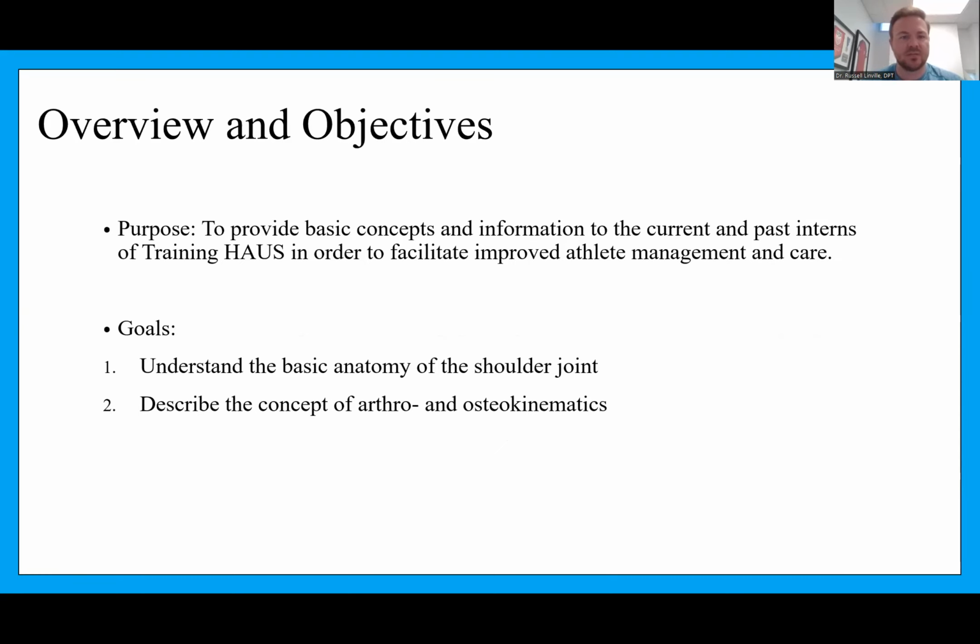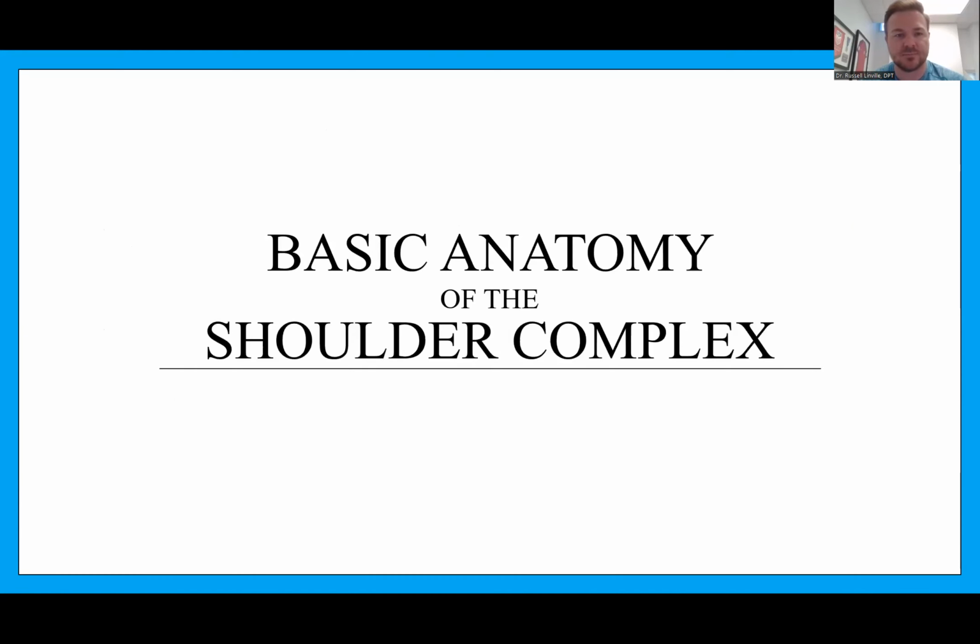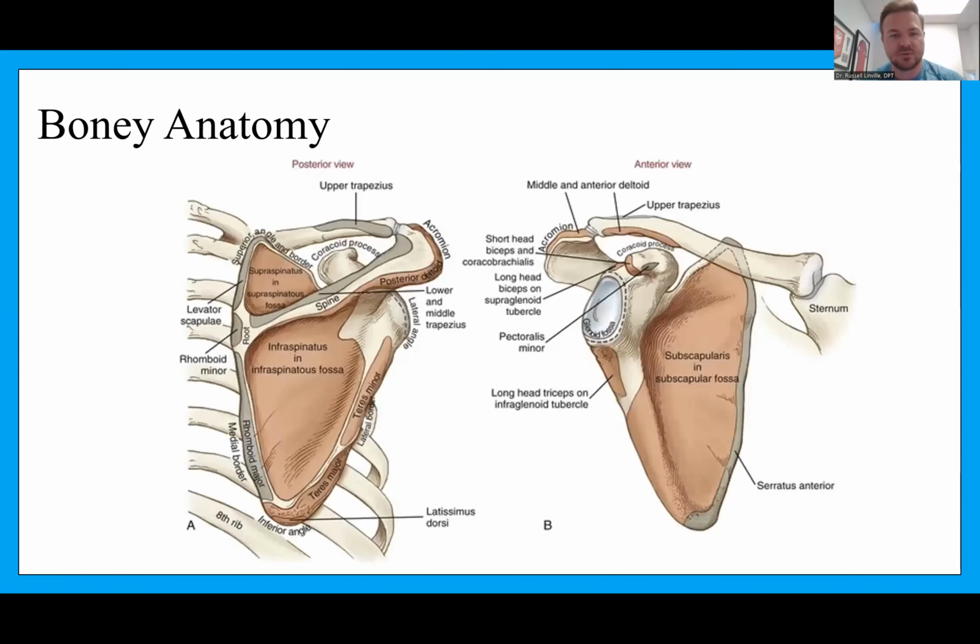So the overview and objectives here, the purpose of this is to provide basic concepts and information to the current and past interns of Training House in order to facilitate and improve athlete management and care. The goals here are to understand the basic anatomy of the shoulder joint and describe the concept of both arthrokinematics and osteokinematics. So what is the basic anatomy of the shoulder complex?